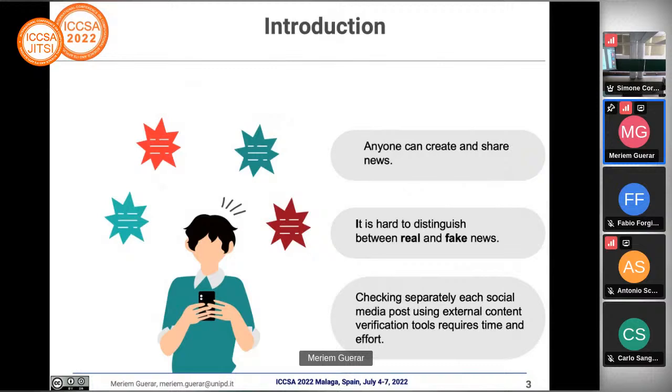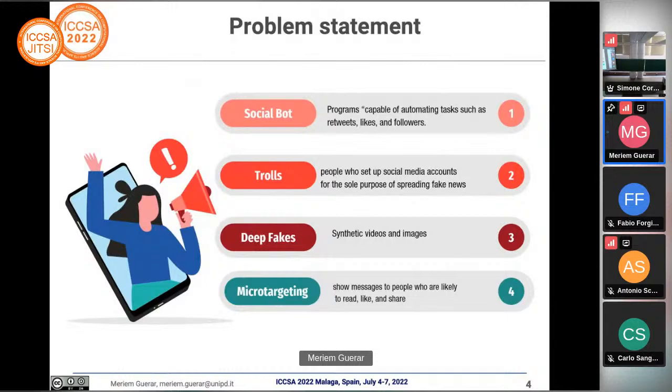So in order to design an effective solution that fights fake news spreading, it is important to understand how fake news goes viral. Unfortunately, a recent study found out that humans are also contributing to the spreading of fake news. Besides humans, the most used tools and techniques to spread fake news are social bots, trolls, deepfakes, and micro-targeting. In the following slides, we will present TruthSeeker Chain and how it addresses these problems.